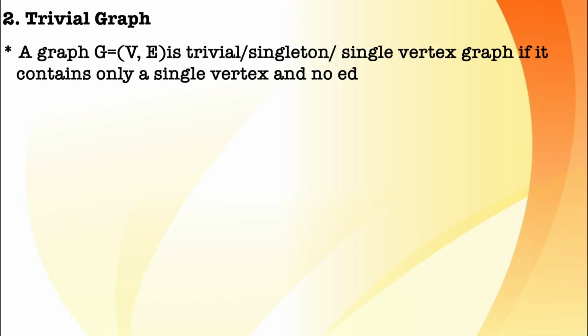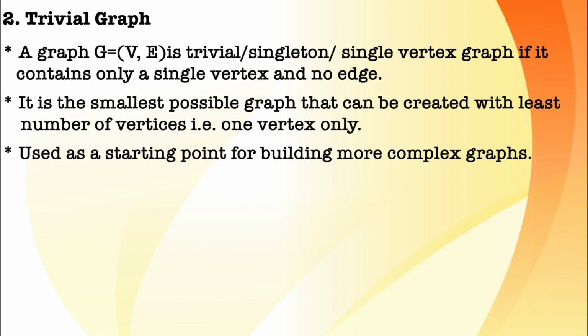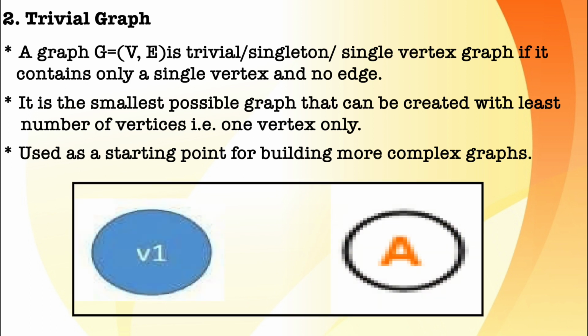Second is the trivial graph. A graph G equal to (V, E) is trivial, or singleton, or a single vertex graph if it contains only a single vertex and no edges. It is the simplest possible graph that can be created with the least number of vertices, that is, only one vertex. It can be used as a starting point for building more complex graphs. For example, the figures are examples of a trivial graph having only a single vertex in the whole graph, named vertex A.